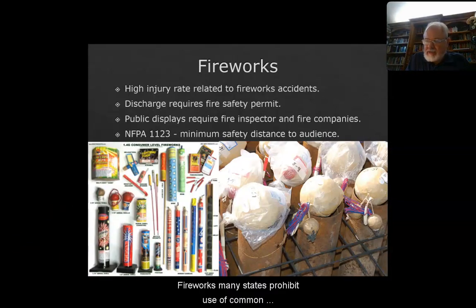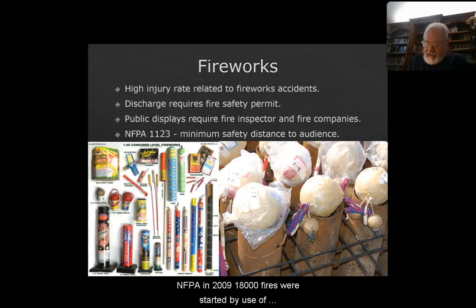Fireworks. Many states prohibit use of common fireworks except in public displays because of the high injury rate related to fireworks accidents. Discharge requires a fire safety permit, and public displays usually require presence of a fire inspector and additional fire companies. NFPA 1123 established minimum safety distances to the audience.